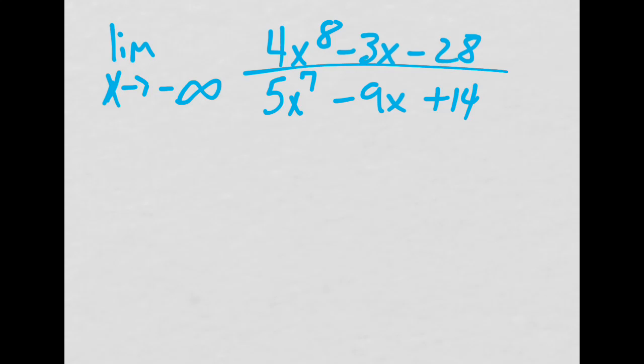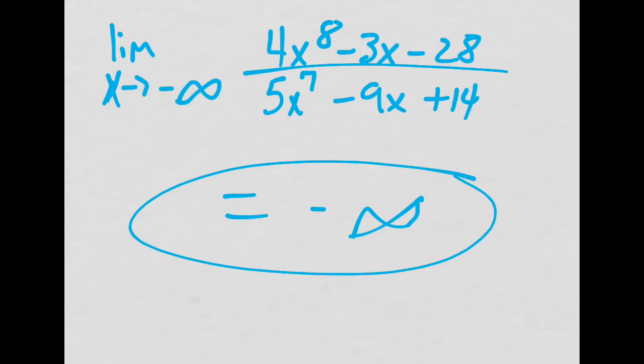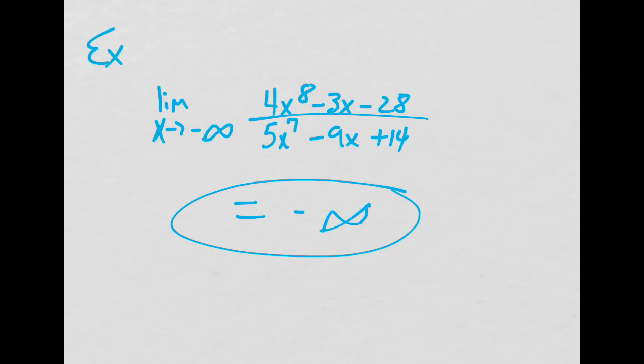On the limits as x approaches negative infinity, if there's a polynomial over a polynomial, there's only 3 things that could happen. Either your highest exponent is on top, your highest exponent is on bottom, or the exponents are exactly the same. That's all there is to it. So there are 3 rules to remember. If the highest power is on top, your limit is just whatever this is. Since it's negative infinity, that's negative infinity. That's your answer.